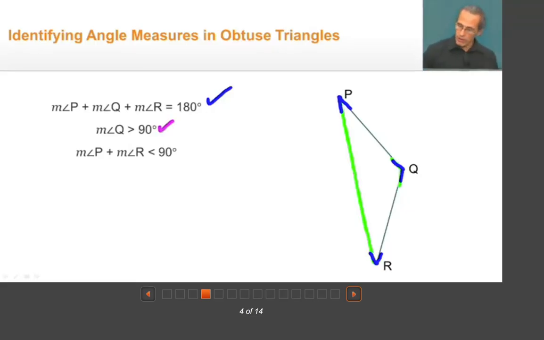Well, as we noted, the measure of angle Q, this obtuse angle, is greater than 90 degrees. Now think about this just for a second. If we know that the sum of the measures of the triangle must be 180, that means the sum of the remaining two angles, angle P and angle R, must therefore be less than 90 degrees. And so we can now generalize and say for any obtuse triangle, the sum of the two remaining angles that are not obtuse must be less than 90 degrees.